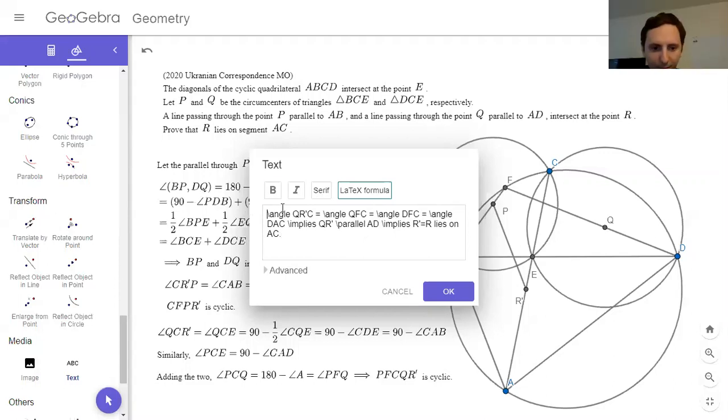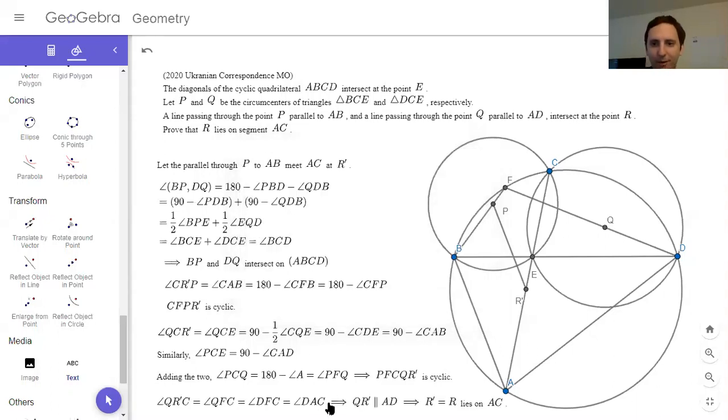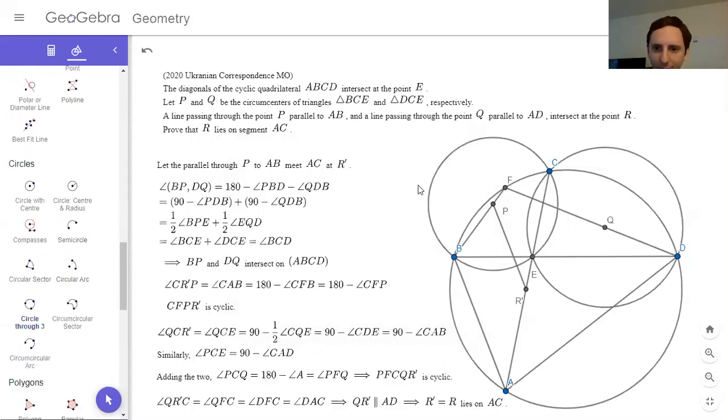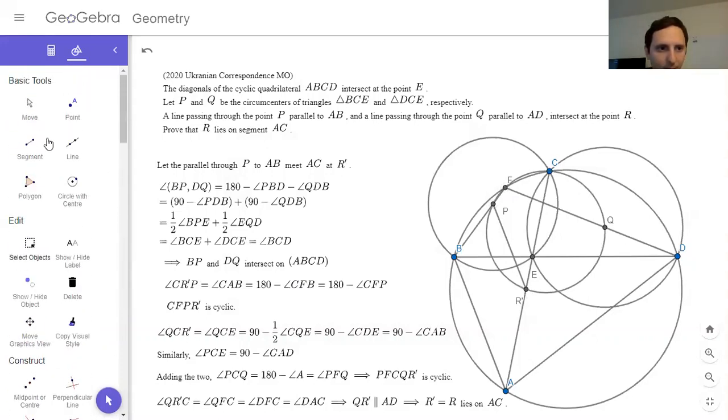Let's see if this all fits on one line. There we go. All right, so I will draw that circle just for the fun of it. And we will move on to the next problem. Thanks for your help in that. All right.